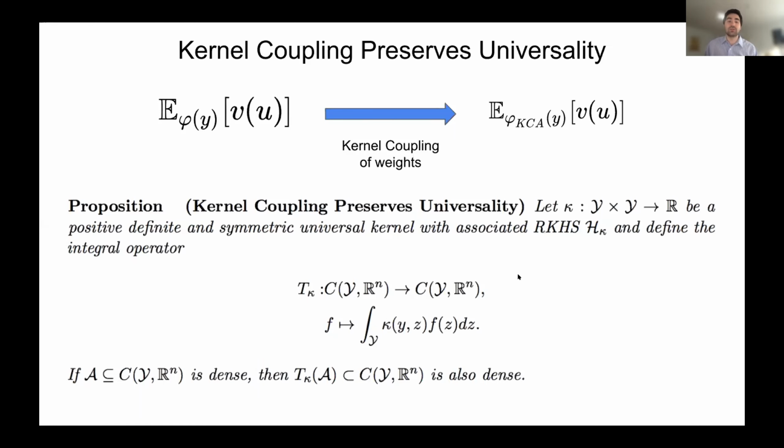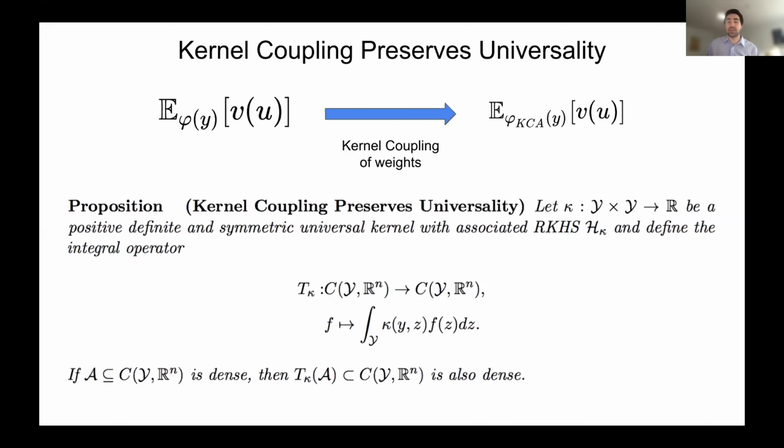The connection to the theory of reproducing kernel Hilbert spaces is that the square root of this operator, which we know exists because we're saying that this kernel is positive definite and symmetric, has an image that is exactly the RKHS associated with the kernel K. If the kernel K is universal, we know that that RKHS is dense in the space of all possible score functions.